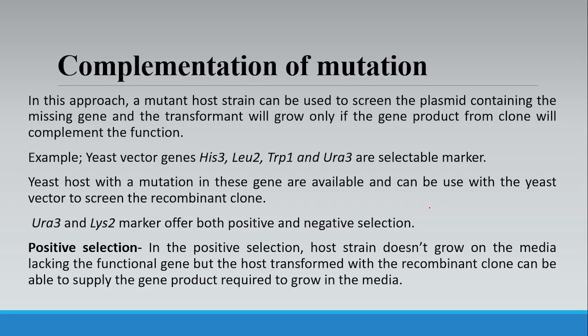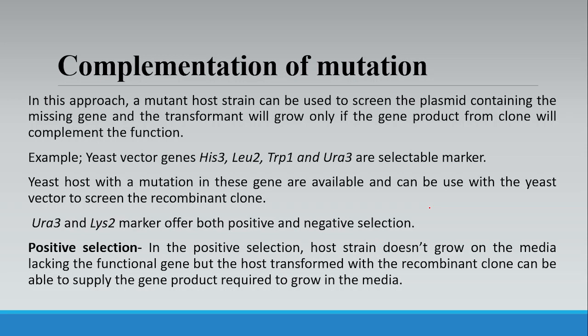Here, the uracil 3 and the leucine 2 markers offer both positive and negative selection. Now, what do you mean by positive selection? In positive selection, the host strain doesn't grow on the medium lacking the functional gene, that is, on a minimal medium. They will not have the ability to synthesize the missing component, and they will not grow on a minimal medium.